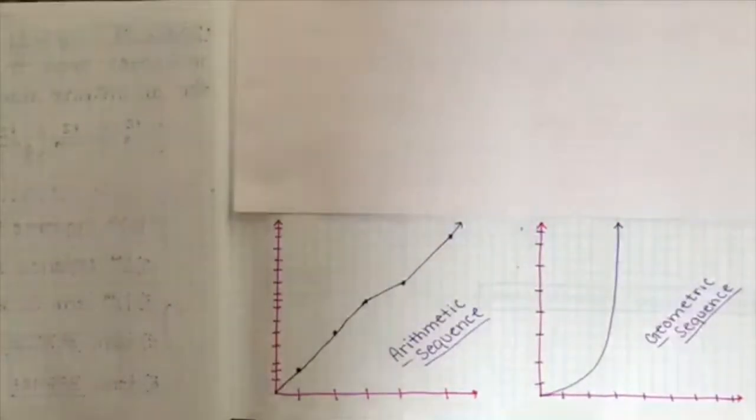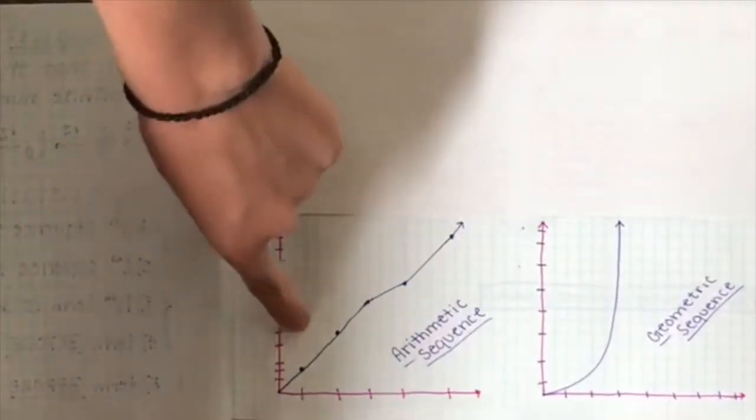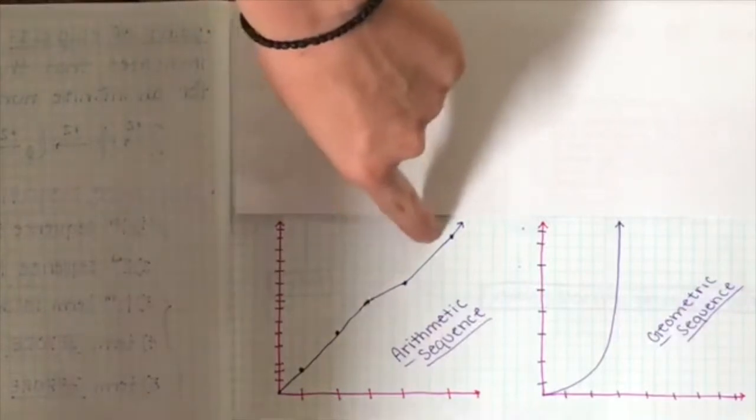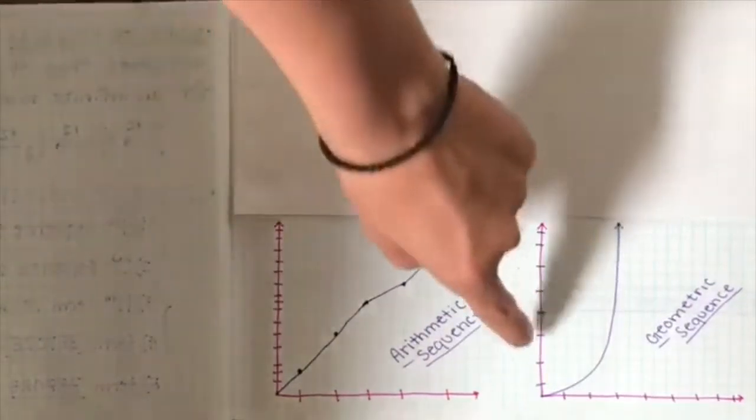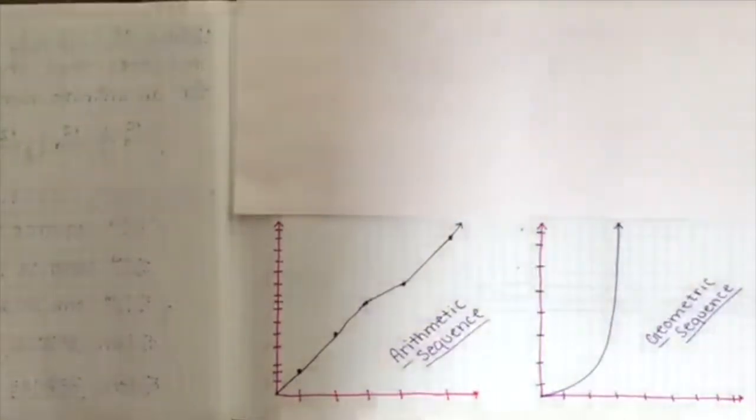So before we go on, I want you guys to take a look at these two graphs. The one on the left, you see the arithmetic sequence. You can tell that this is an arithmetic sequence because it has more of a straight line to it. The graph on the right shows a geometric sequence, and you can tell that this is a geometric sequence because it has more of a curve to it.